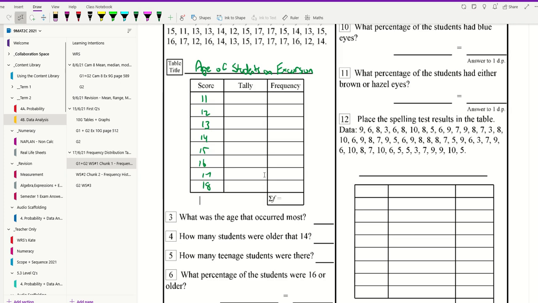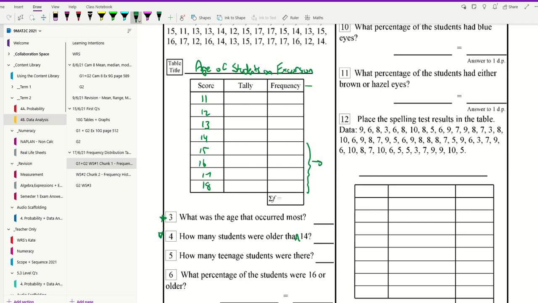And then there's some questions down here. So you're after the age that occurred the most. That's going to have the highest frequency. So the biggest number in this frequency column is going to be your age that occurred the most. How many students were older than 14? If it says older than, that should be then 14. So they're older than 14, so 14 is not included. So you're going to add up all of those, and that's going to be your answer for 4.